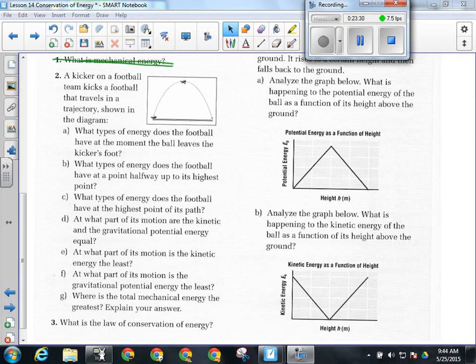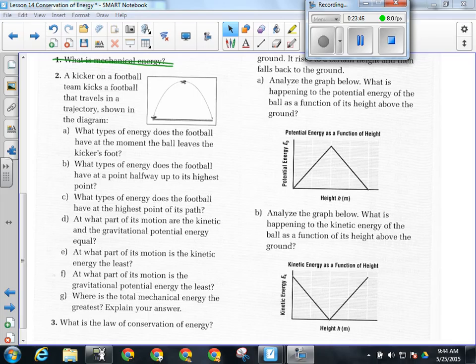What type of energy does the football have at a point halfway up to its highest point? Kinetic as well as potential. It would have both because it's now above the ground and moving, so it would have both kinetic and potential.